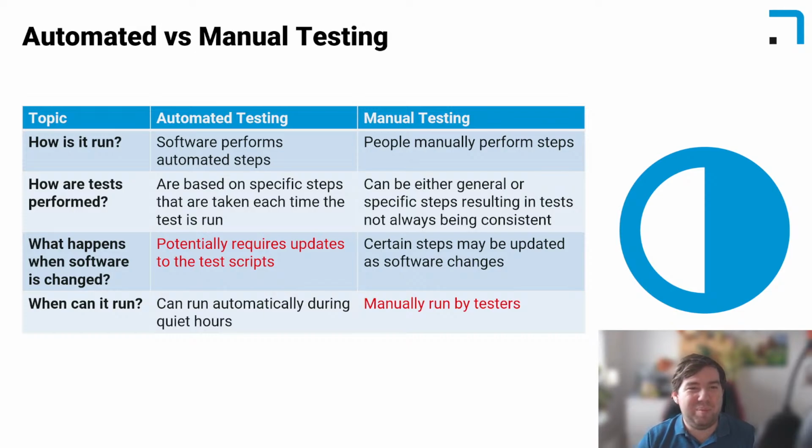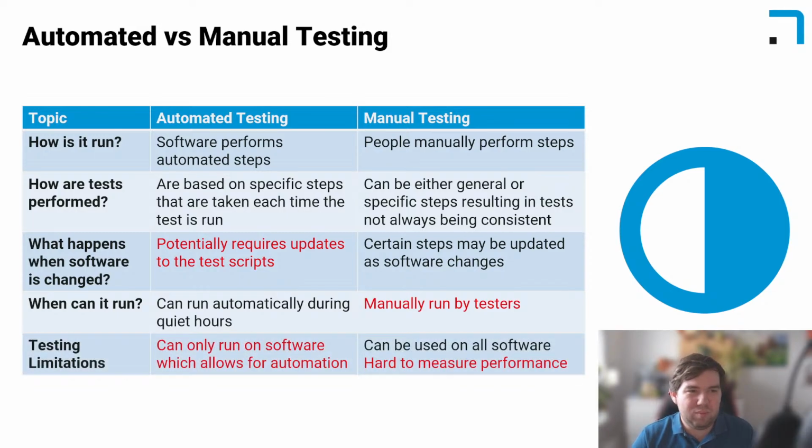But, remember automated tests. And what about some limitations with our testing? Well, the limitation is quite large for automated testing because we can only run software which allows for automation. If our software can't be automated in some way, then it's not really automation friendly and we can't actually run it. So, well, it's a dead end there.